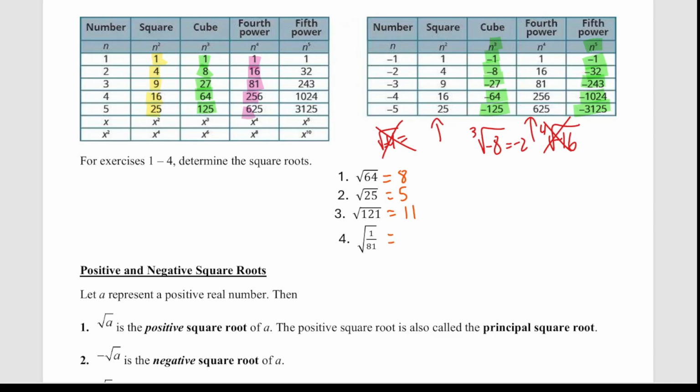For the square root of 1 over 81, well, what you can do is separately take the square root of 1 and the square root of 81. It's cool to distribute that over division. Square root of 1 is 1, square root of 81 is 9, and indeed 1/9 times 1/9 gives us 1/81.